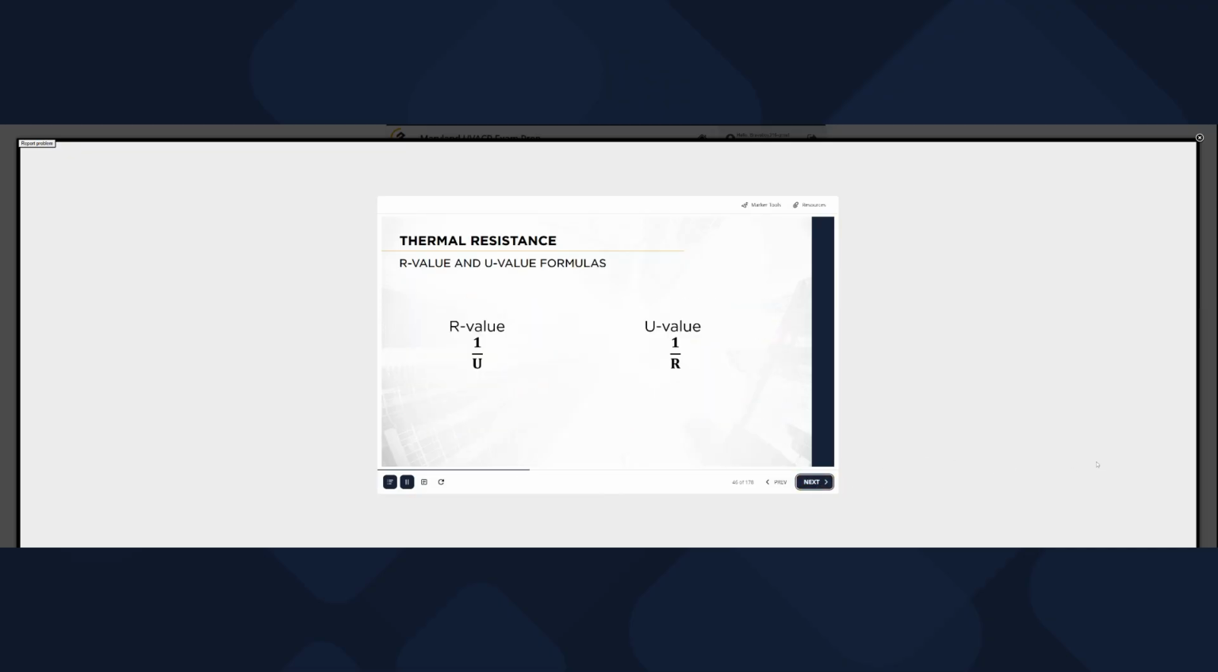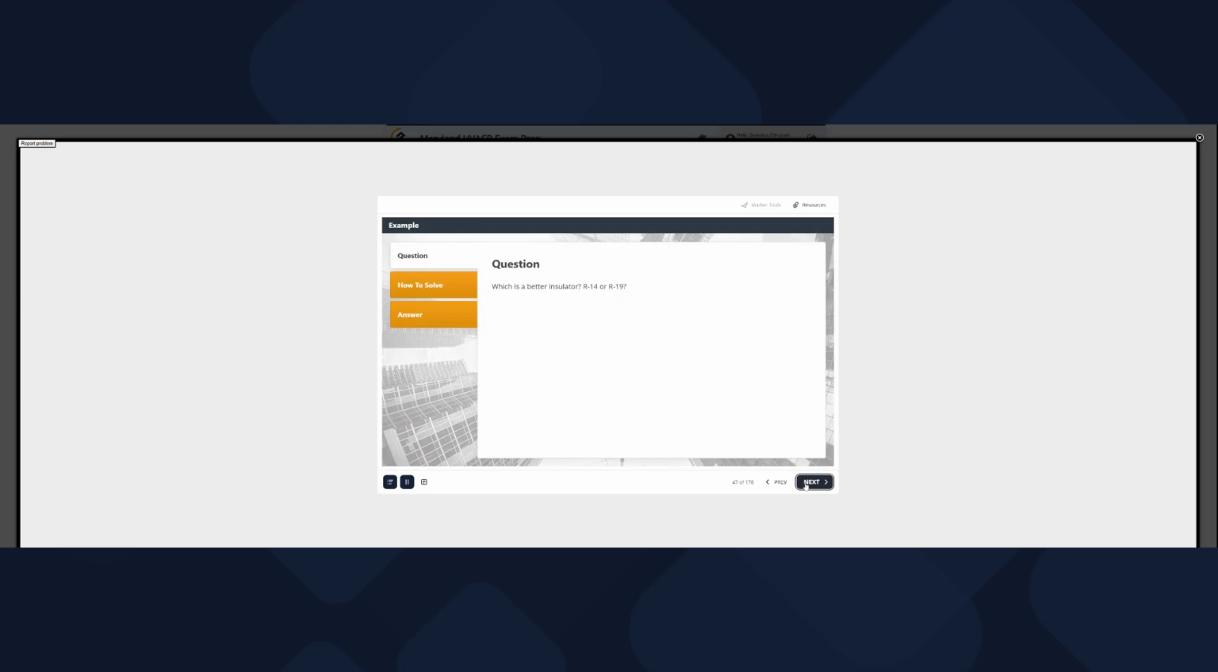R value and U value formulas. The formulas for R and U values are reciprocals of each other. R value equals 1 over U value. U value equals 1 over R value. Memorize these formulas. Let's work through an example. Click the next button or on each tab to see how to solve the correct answer.